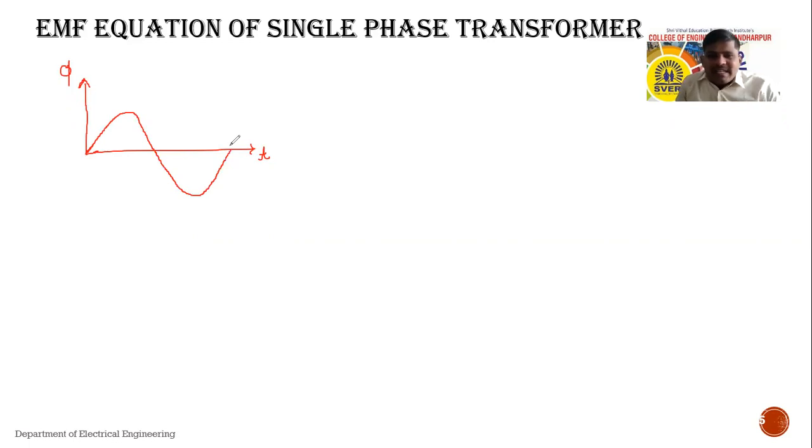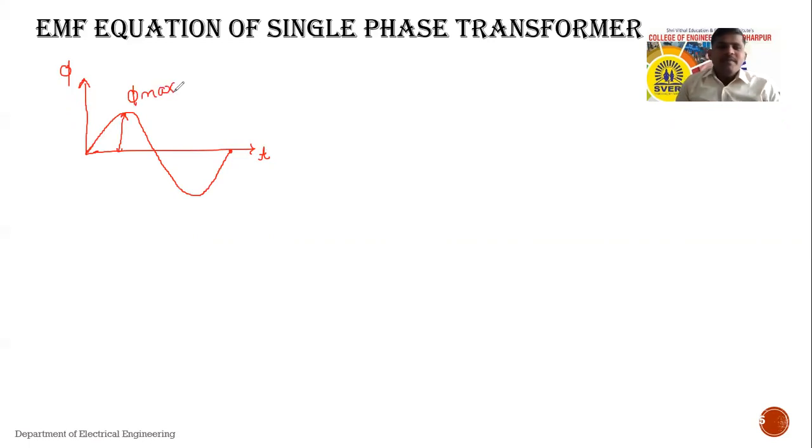We have considered one cycle, that is the flux phi, starting from 0 and completing one cycle at 360 degrees, having a magnitude. That means this is the value of flux, and the magnitude is nothing but phi max.